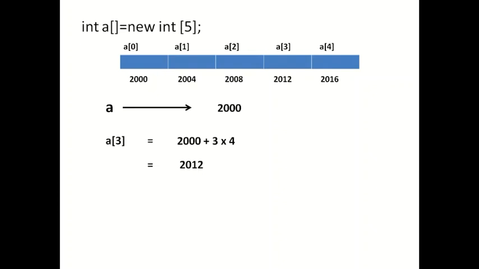From this we can derive the formula: base address plus index times size of type.